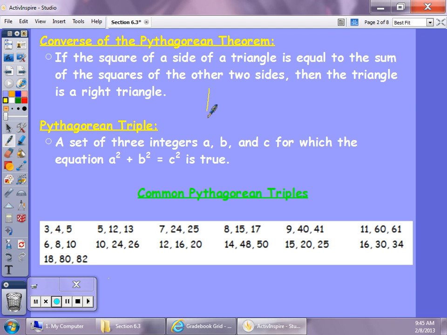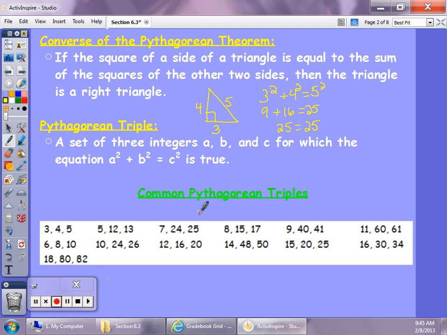Here is an example. Let's say we are given the following triangle, with one side 3, one side 4, and one side 5. The converse of the Pythagorean theorem says that if we can take 3 squared plus 4 squared and it equals 5 squared, then we can conclude that this triangle is indeed a right triangle. So 9 plus 16 equals 25, and 25 does equal 25. So based on the converse of the Pythagorean theorem, we now know that this is a right triangle.